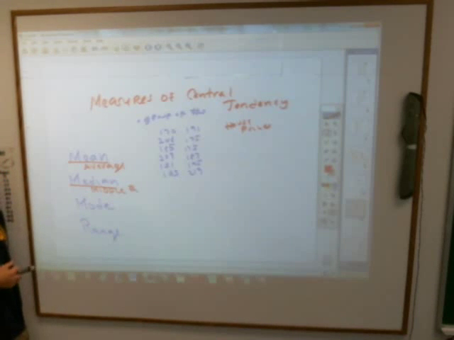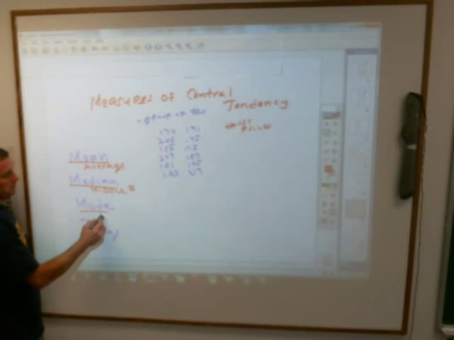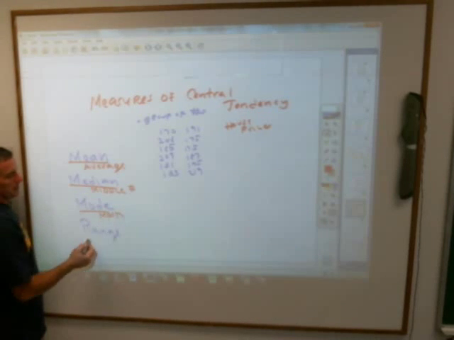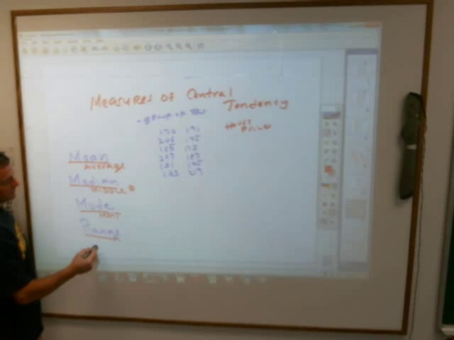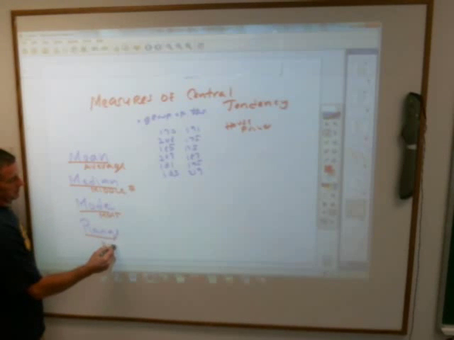The mode, Isabel? One that appears the most. And the range is, anybody? Mitch? The space between the smallest number and the largest. It's the difference between the smallest and the biggest.